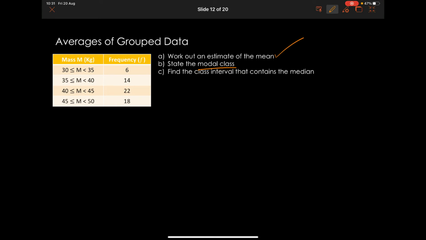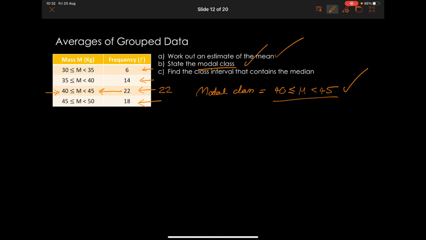Here we've got 6 people weighed that, 14 people weighed that, 22 people weighed that, and 18 people weighed that. Obviously, 22 is the highest value in the frequency table, which means most of the people that were weighed between 40 and 45. So your modal class, if I write this here, is not 22, it's between 40 and 45 kilograms. So you would say that the majority of people in the study or in the data collection weighed between 40 and 45. So you have to write down that modal class that you get given.